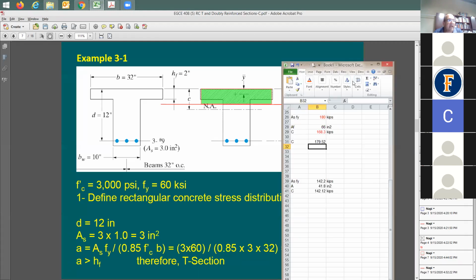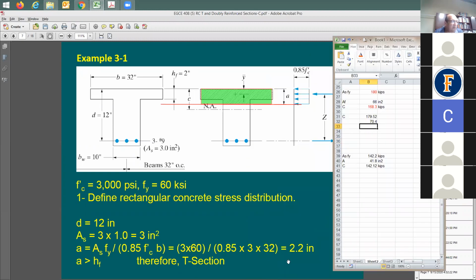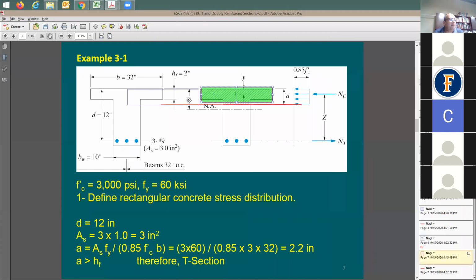But if I'd like to find out the actual area exposed to compression, it is going to be equal to 66 square inches. But the area that I assumed is exposed to compression, which doesn't happen to be correct, is equal to 2.2 times 32 inch. It's going to be 70.4. In reality I have a T section and the compression block depth is deeper than the slab thickness, and the actual area exposed to compression is equal to 66 square inches. Now, where is this coming from? It is coming from this hatched area.